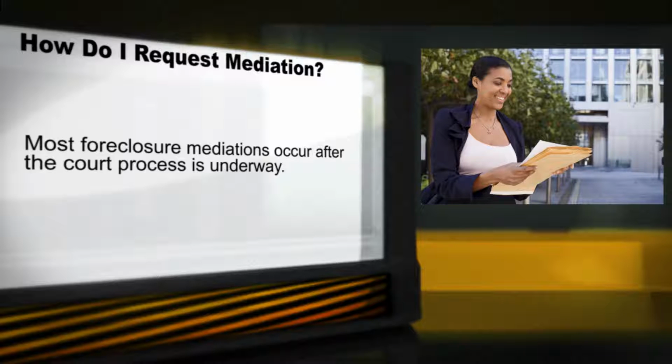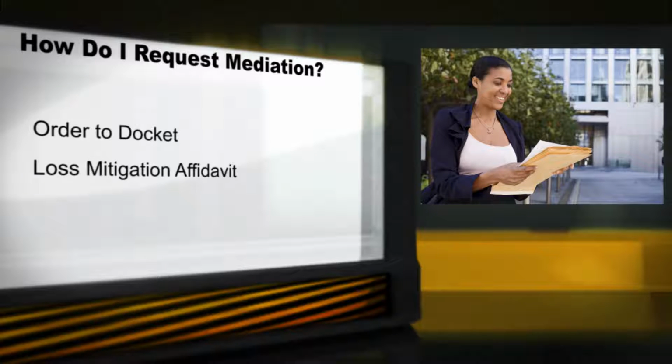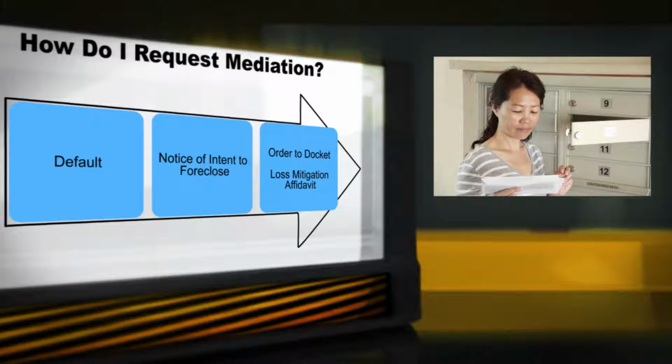How do I request mediation? Although some lenders offer pre-file mediation, most mediations occur after the lender has started the foreclosure process in court. You will know that the court process has begun because the lender will have mailed you a copy of an order to docket and a final loss mitigation affidavit. Before this point, you must have defaulted on your mortgage. You also should have received a notice of intent to foreclose from your lender.